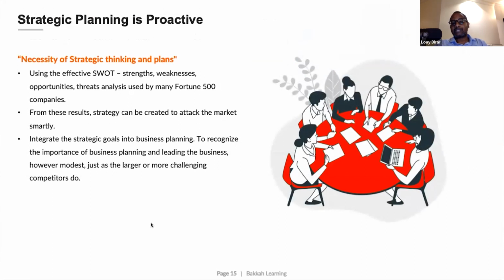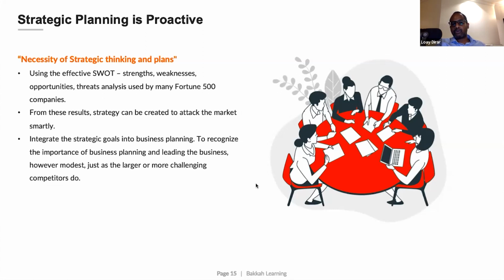Necessity of strategic thinking and plans. So strategic planning is proactive. We know that you need to always look ahead, a couple of years ahead, 3 years minimum, and come back and develop a plan at the current state. This is going to help you in developing and crafting the right direction for your business plan.